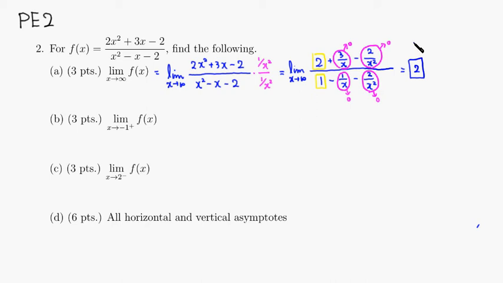Let's look at part B. So x is approaching negative 1 from the right. The first thing I'm going to do is factor the top and bottom. So we have a limit as x approaches negative 1 from the right, and we factor the top.